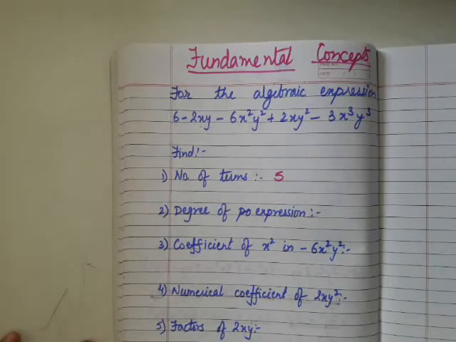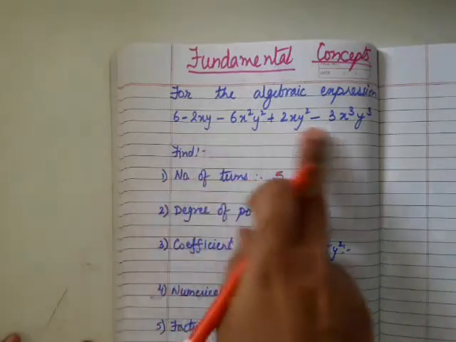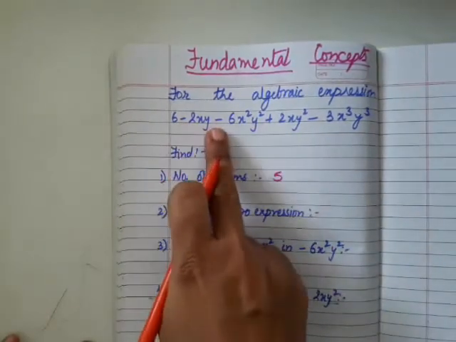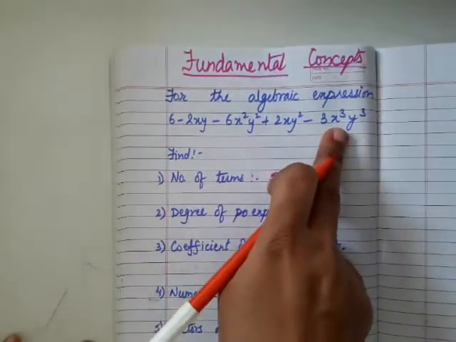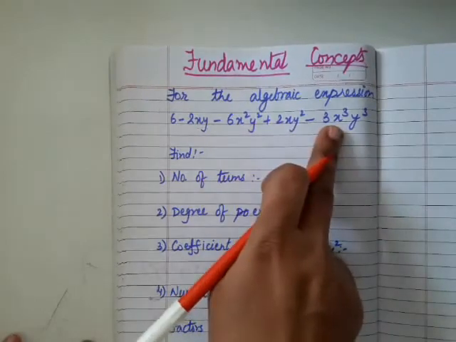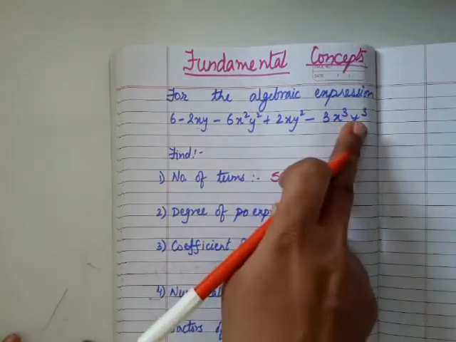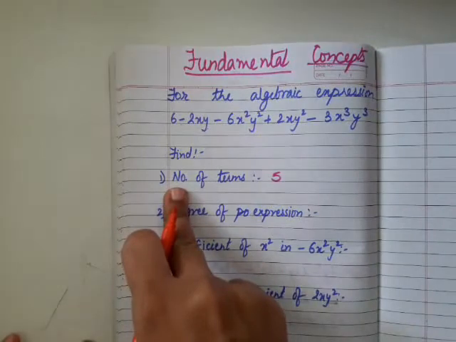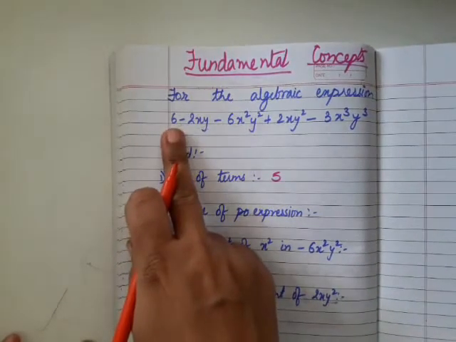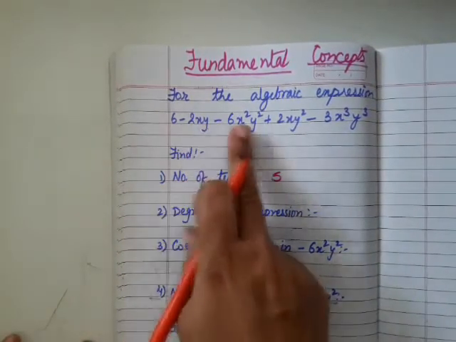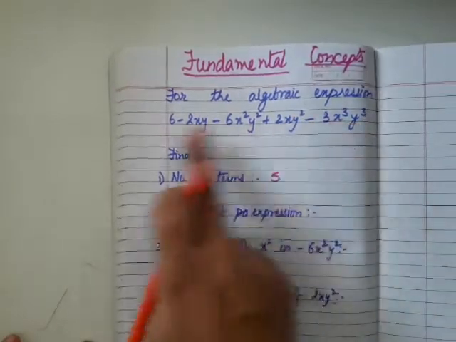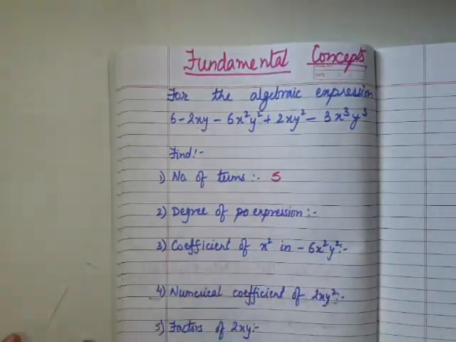Varies means differs. Now here you have an algebraic expression. If you see between the terms, all subtraction and addition signs are there, so each one of them is a different term. The very first question is to find out the number of terms. Now 6 is one term, second, third, fourth, fifth. So how many terms are there? The number of terms is 5.